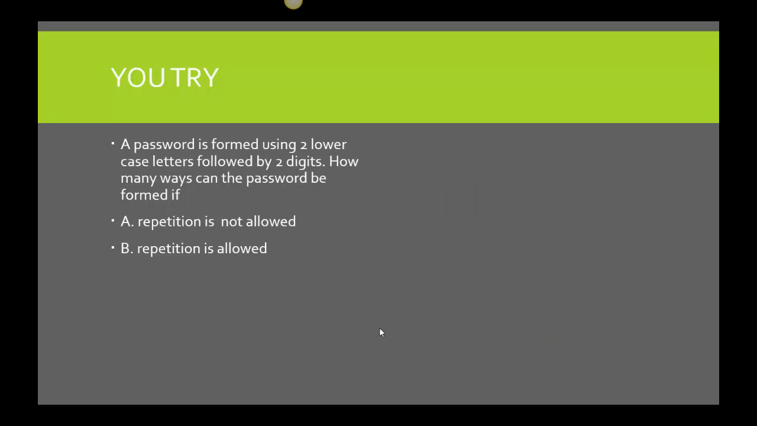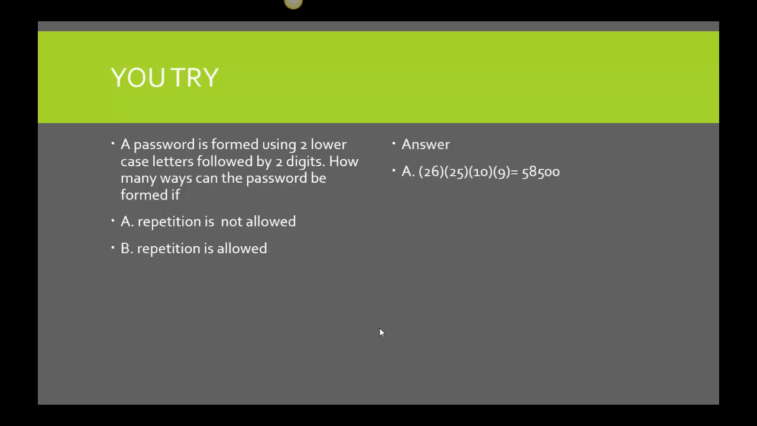All right, so let's do another Try It. It says a password is formed using 2 letters followed by 2 digits. How many ways can the password be formed? And I'm sorry, I didn't read that. They're lowercase so that you don't have to worry about capitalization. So the first time I want you to not use repetition. So don't use the same letter twice, and then do it again where you can use repetition. And this one I would pause it because this should take you a little bit longer.